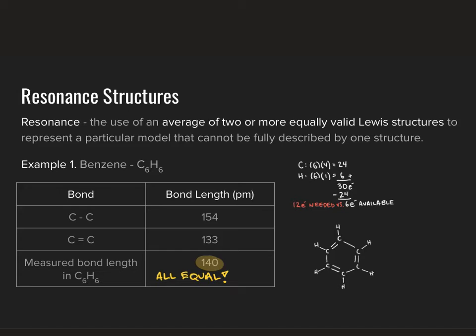Remember, the Lewis dot structure model is in itself just a model. It describes nature, but it is not itself nature. And we've come up against something here that's showing us that our model is not entirely correct. So to help us deal with this situation, we're going to draw what we refer to as a resonance structure. A resonance structure is essentially the use of an average of two or more equally valid Lewis dot structures to more accurately represent a molecule that is not fully described by one of the Lewis dot structures we have drawn.